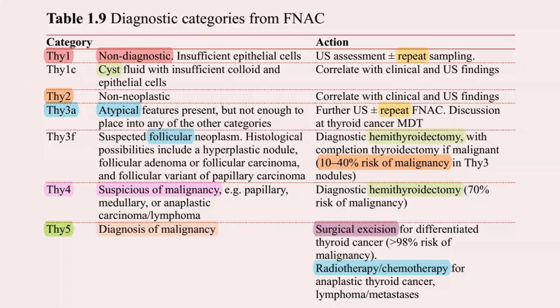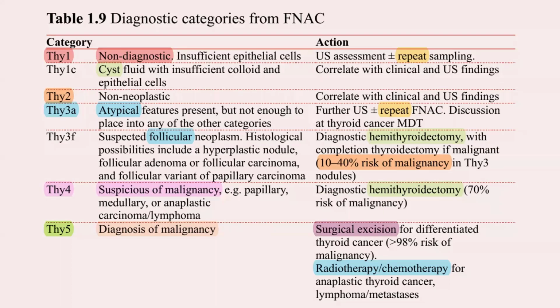You should repeat fine needle aspiration cytology under ultrasonographic guide. Psi 1C, this is assessed fluid with insufficient colloid and usually correlate with the clinical and ultrasonographic finding. Psi 2, this is non-neoplastic. This is very important. And in this situation, usually just reassure and discharge.